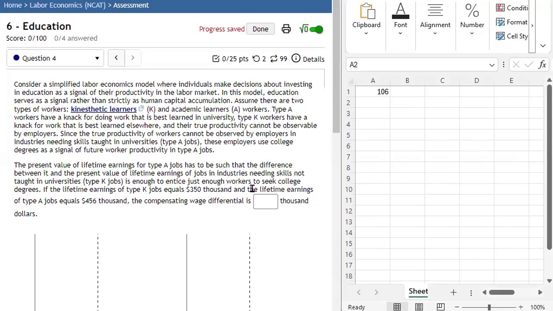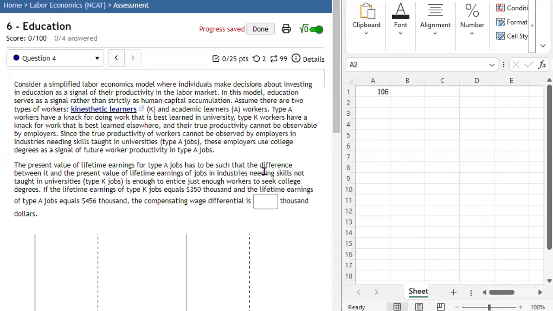In lesson 4 of chapter 6, education, we're going to look at the education as a signal model. In it, we're going to consider a simplified labor economics model where individuals make decisions about investing in education as a signal of their productivity in the labor market. In this model, education serves as a signal rather than strictly as human capital accumulation.